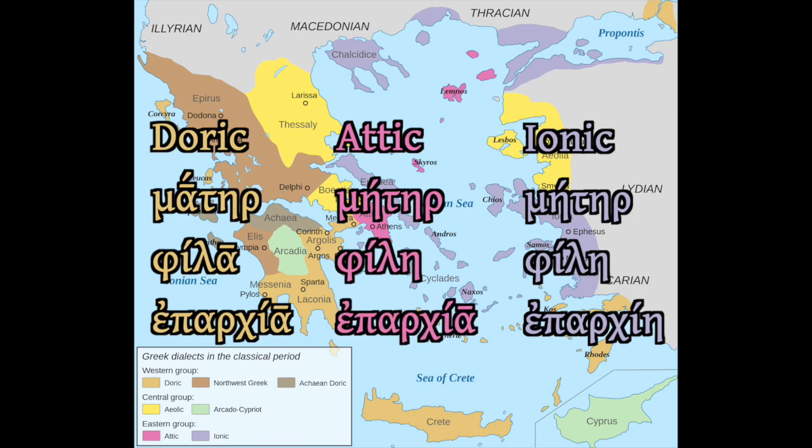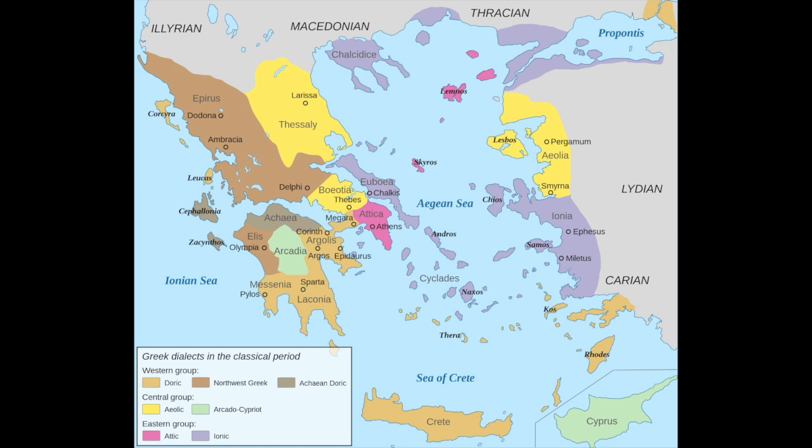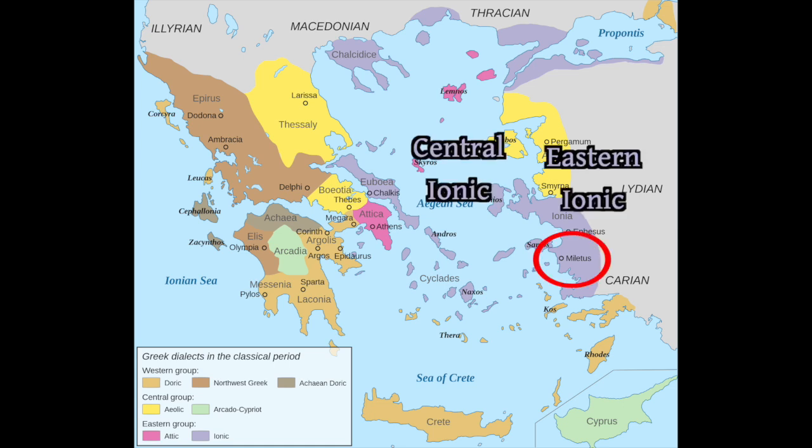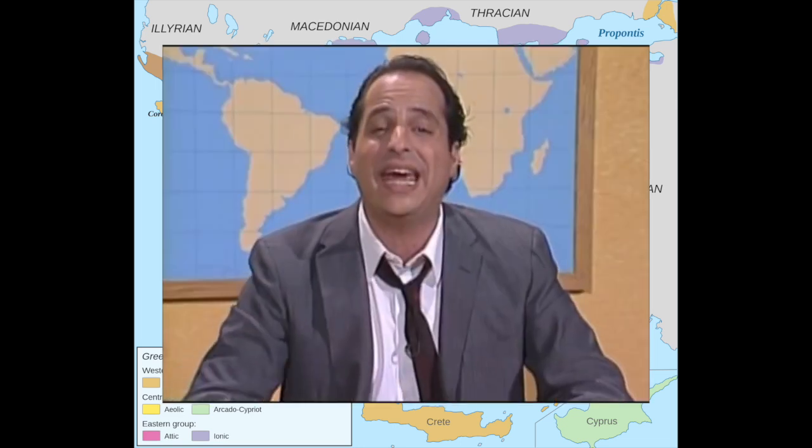So given all of this variety and difficulty of classification, how should we order all of this in our minds for the purposes of a brief and superficial introduction to this topic? Ionic is divided into Eastern Ionic, like in Miletus, Central Ionic, like on Delos, and Western Ionic, as on Euboea. Euboea. That's the ticket. Yeah, that's it, ticket.